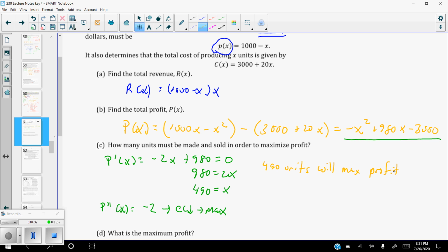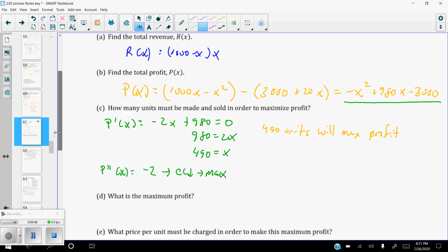And then I believe it says what is the maximum profit, right? No, how many units must be made and sold in order to maximize profit. Okay, so yeah, that looks like 490. Yeah, that's right. It's part D that actually asks us how much is the maximum profit.